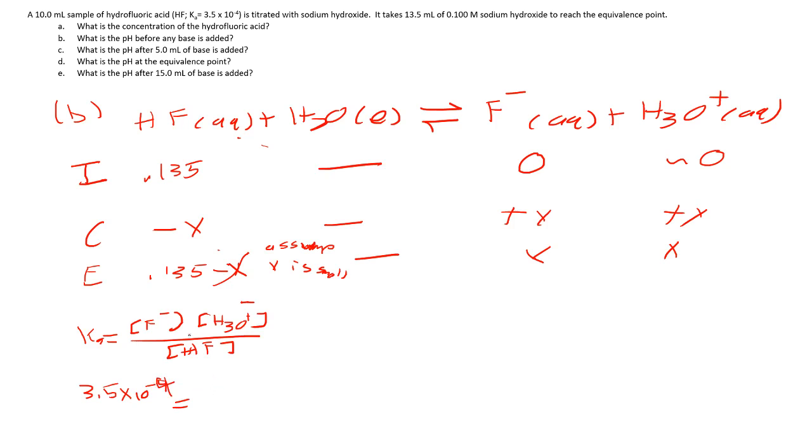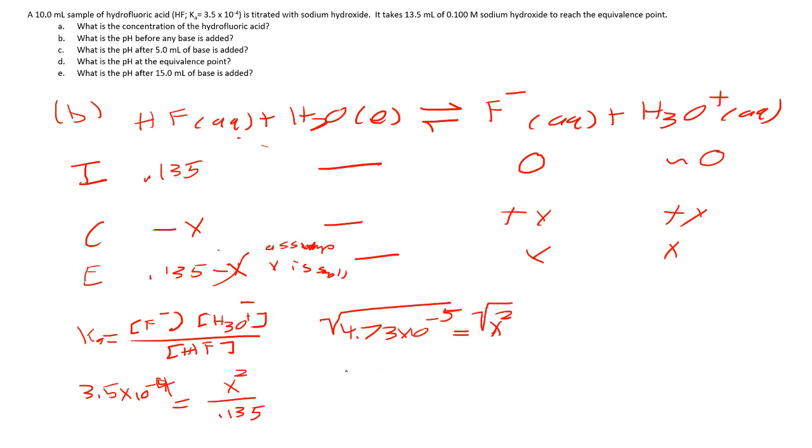And then we get F minus and H3O plus from our ICE table. That gives us X squared. And since we assumed X was small, we get 0.135 here. And so we multiply these out then. And we get that 4.73 times 10 to the minus 5 is equal to X squared. We can then take the square root of both sides.